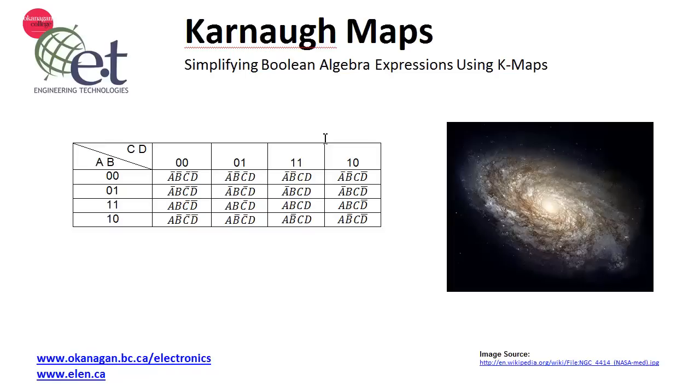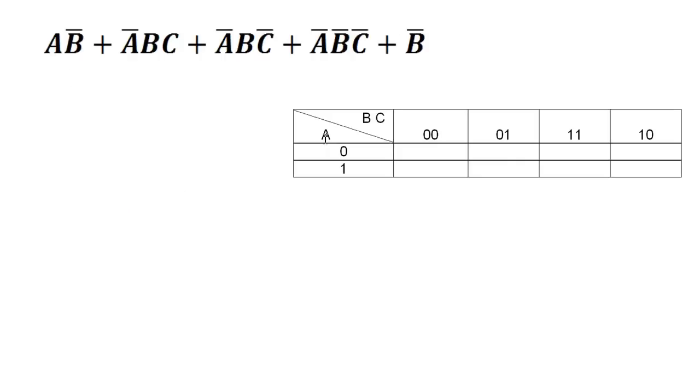Hi, David Williams here. In this video, I want to talk about how to simplify Boolean algebra expressions using K-maps. Now, in another video, I showed you what K-maps are and how to use them, but in this video, I specifically want to show you how to go from a Boolean algebra expression to the simplified form of the Boolean algebra expression using K-maps. So here's a Boolean algebra expression that we want to simplify and an associated K-map that we want to fill in.